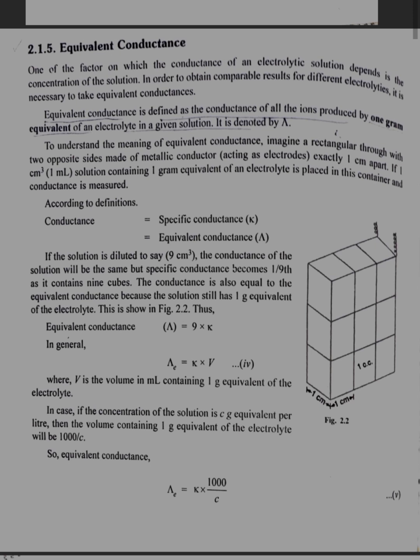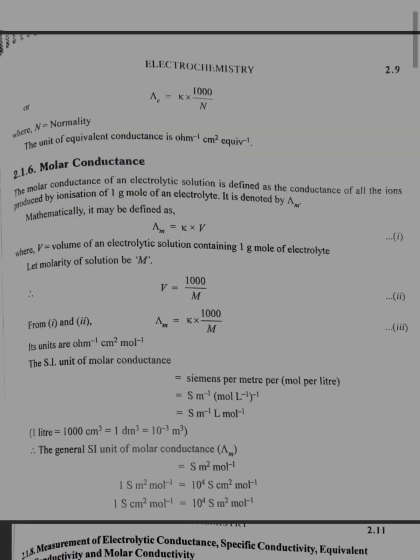equivalent of the electrolyte. In case the concentration of the solution is C gram equivalent per liter, then the volume containing 1 gram equivalent of the electrolyte will be 1000 upon C. So equivalent conductance lambda is equal to K into 1000 upon C, C meaning concentration. So lambda E is equal to K into 1000 upon N. The unit of equivalent conductance is ohm inverse centimeter square equivalent inverse.